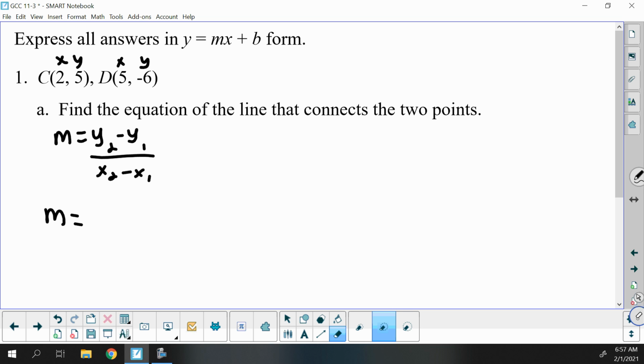So I'm going to start with the y value of 5 minus our other y value, which is negative 6. Over, because we started with a y value of 5, we got to start with this x value of 2. Minus the other x value of 5. Minus a minus will become a plus. So this becomes 11 over negative 3, or in other words, that's negative 11/3.